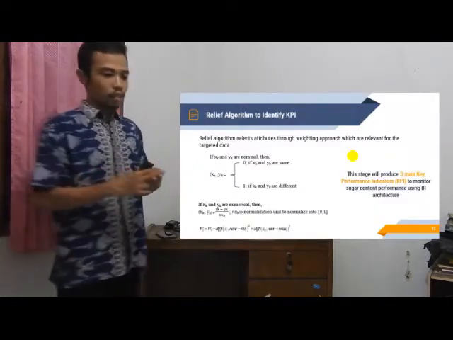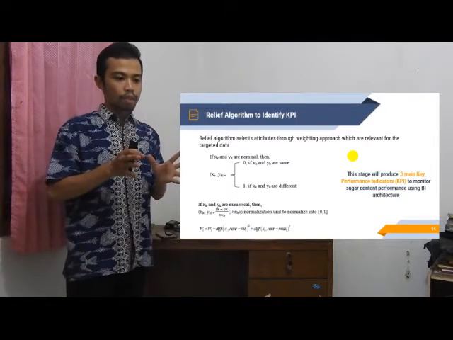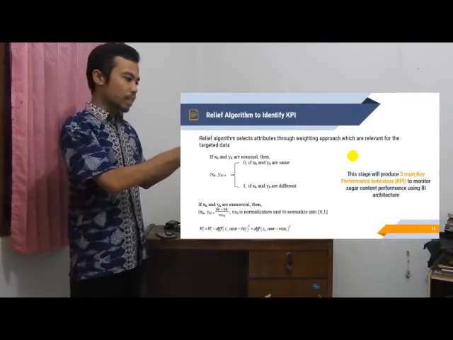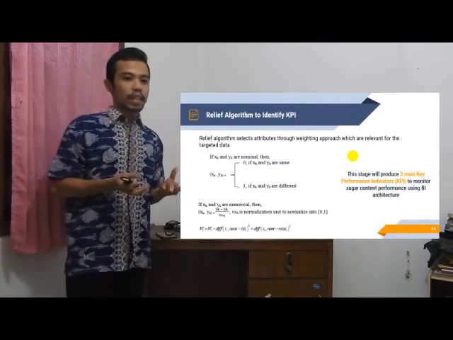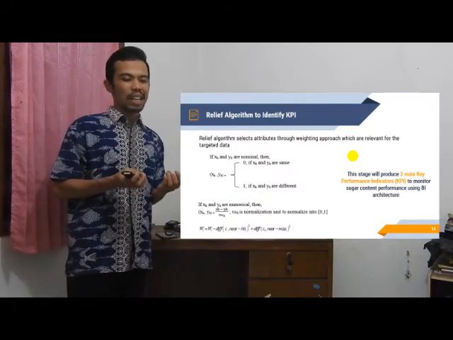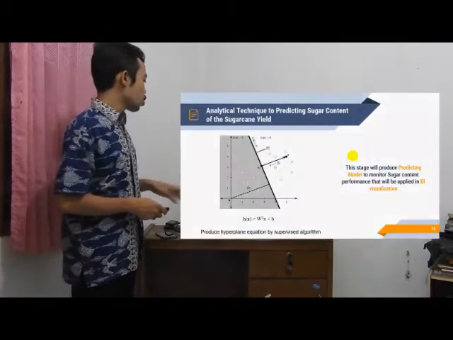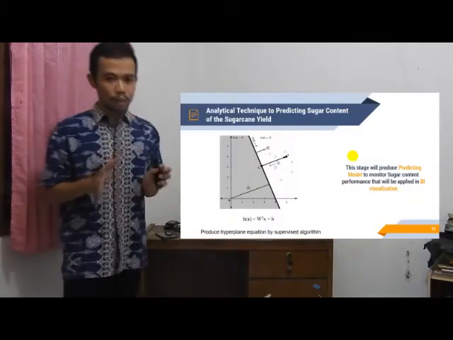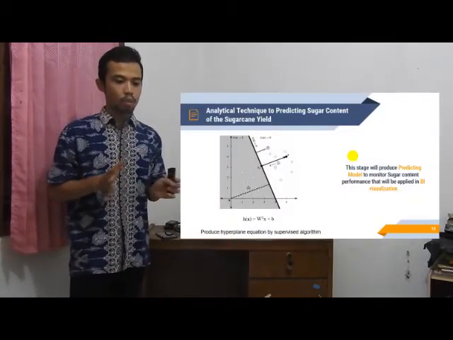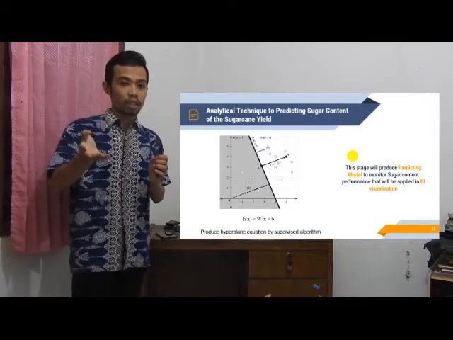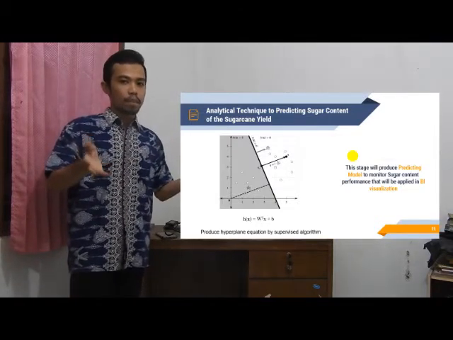In the second stage, we apply a Relief algorithm for the data marts, and we define which attributes have most affected the sugar content performance. And the third one, we applied a support vector machine to predicting the sugar content by the key performance indicator.